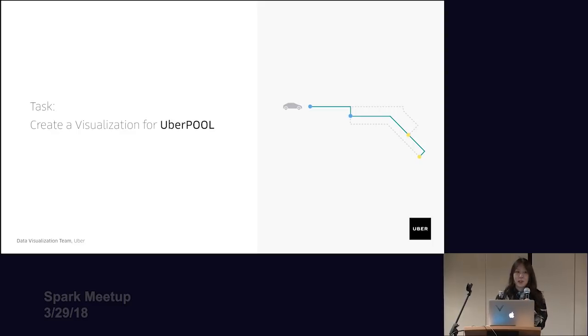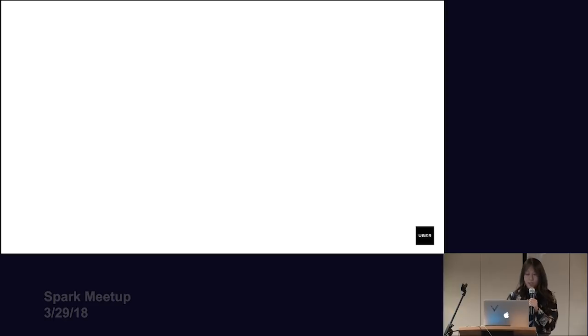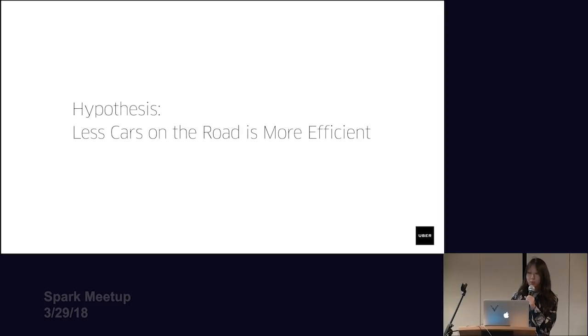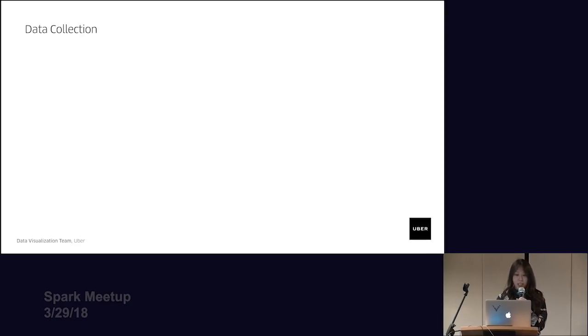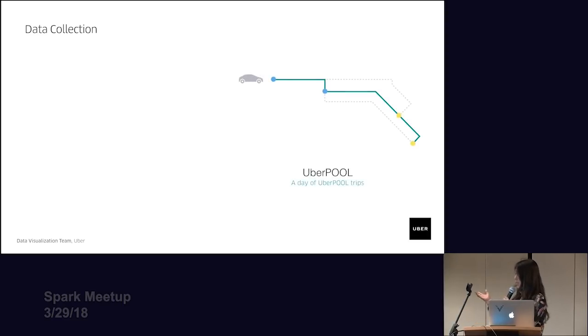So as an example of that whole process, I'm going to show you a task I got to create a visualization for Uber Pool. The hypothesis of Uber Pool is kind of simple. You have fewer cars on the road when people pool, and it's going to be more efficient. I took that hypothesis and started my data collection. I took 1 day of Uber Pool trips in San Francisco.